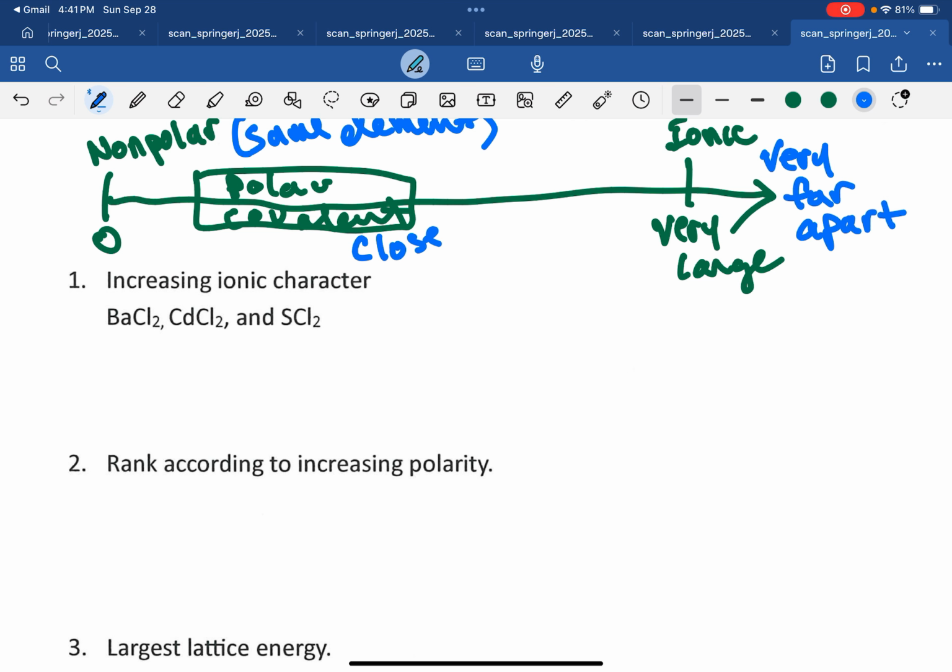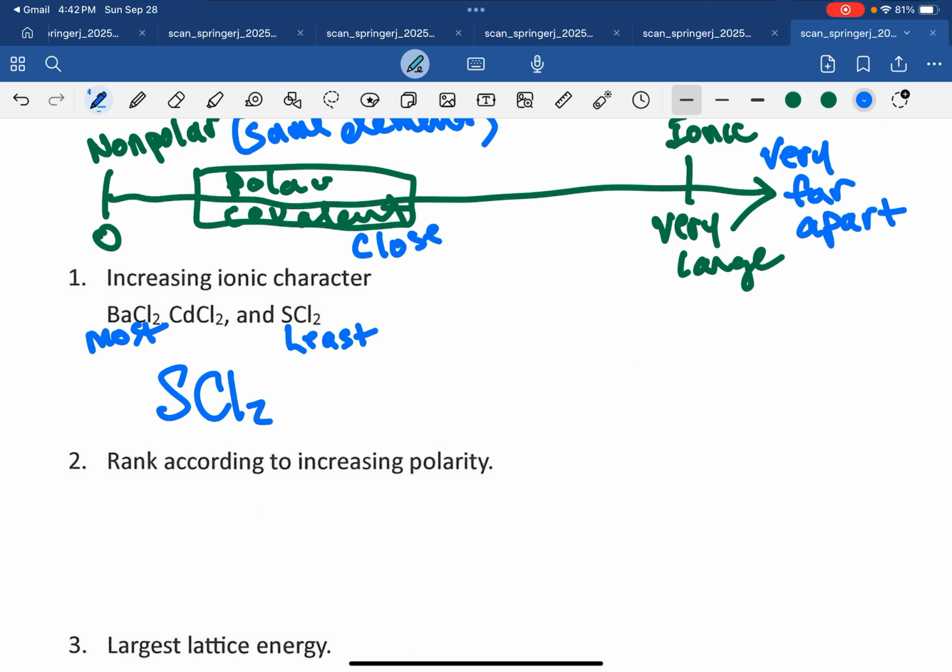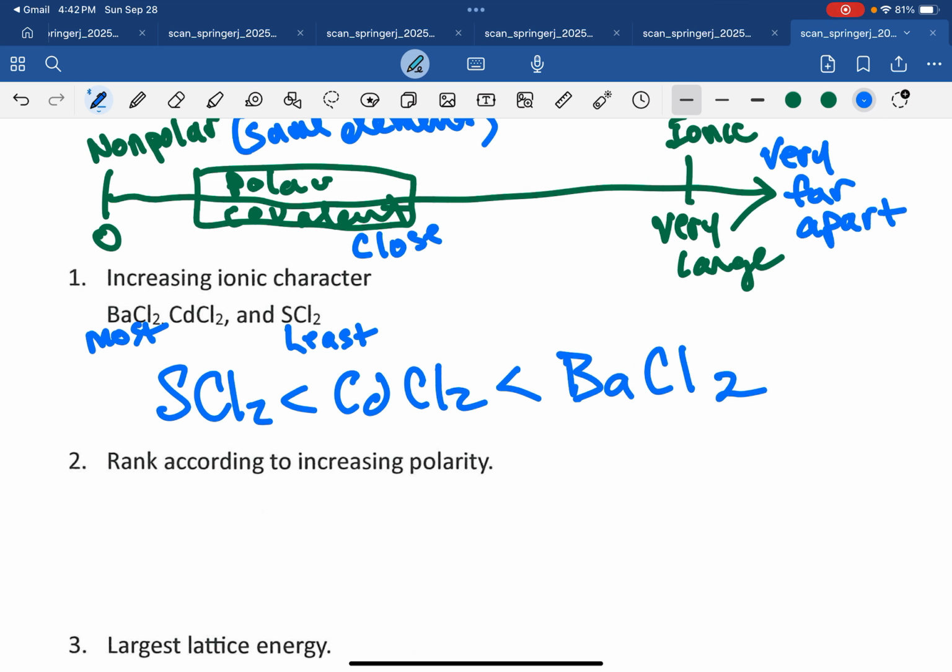So the S and the Cl are right next to each other on the periodic table, so this will be the least ionic. And barium is way down there on the bottom left corner. It's in the second column, but it's still pretty far from chlorine, so this will be the most ionic. So the correct order is SCl2 is less ionic than CdCl2, which is less ionic than BaCl2, which means that the correct answer, I believe, is choice B, if I'm not mistaken.